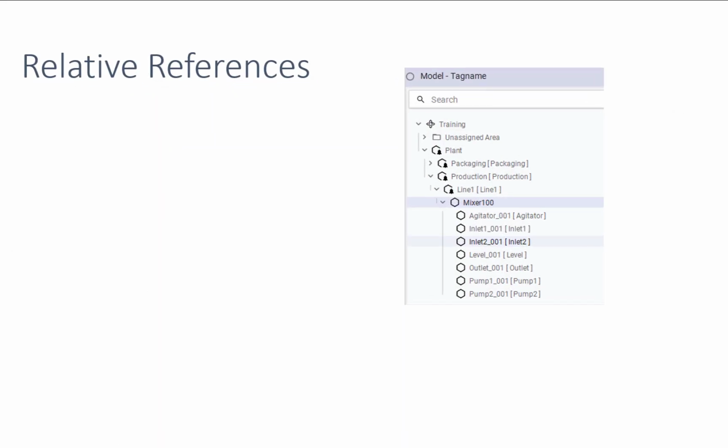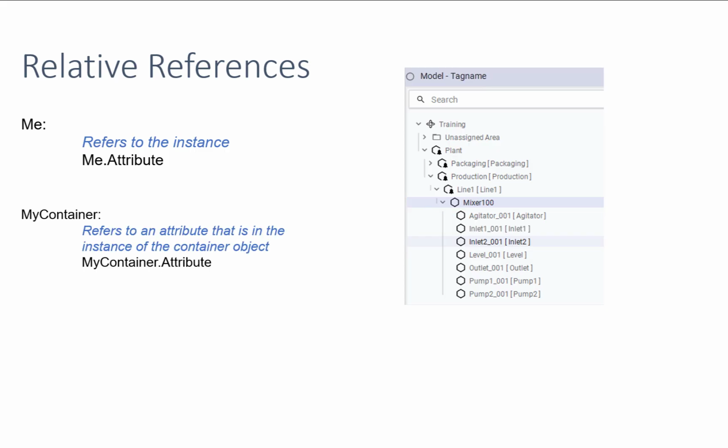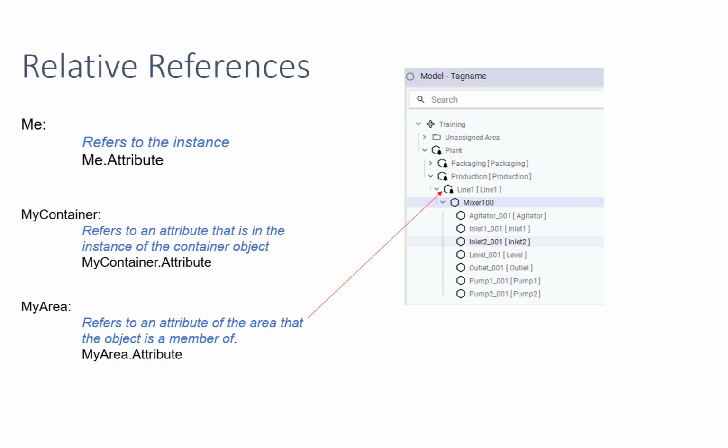The most common relative reference is me, which refers to the instance, and follows the syntax of me.attribute. Another reference is myContainer, which refers to an attribute that is in the instance of the container object, and uses the syntax of myContainer.attribute. Yet another is myArea, which refers to an attribute of the area that the object is a member of, and uses the syntax of myArea.attribute.